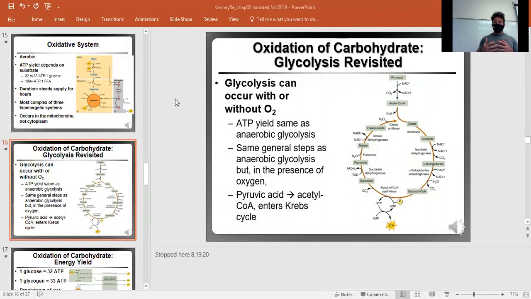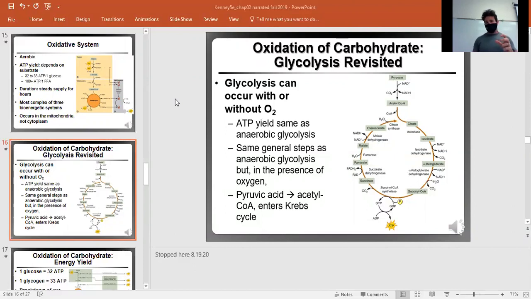So we left off, we talked about how we have our four different energy systems, where we've got ATP, PCR, anaerobic glycolysis, aerobic glycolysis, and beta oxidation. First two are anaerobic, the second two are aerobic. So we're talking a little bit more about the basics with glycolysis. We talked before about the anaerobic one, now we're going to the aerobic.